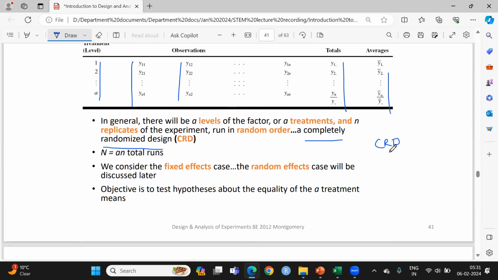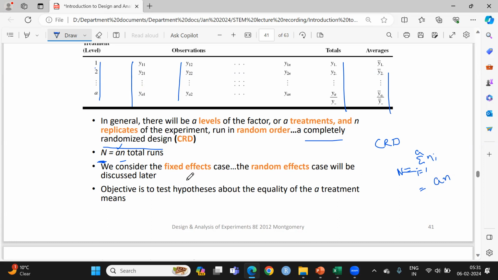So we will first observe how many total observations we have. We have total observations capital N, and how many levels we are discussing is denoted by the symbol small a, and how many observations we have corresponding to each level is shown by small n. It may be possible that corresponding to each level we may have different numbers of observations. Then capital N is represented by summation of n_i, i varying from 1 to a. When each level has the same number of observations, then we write a times n.